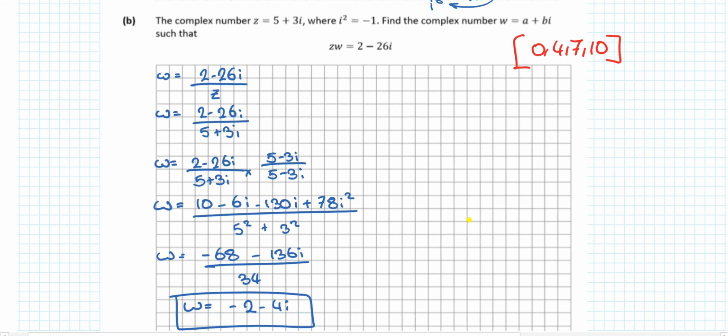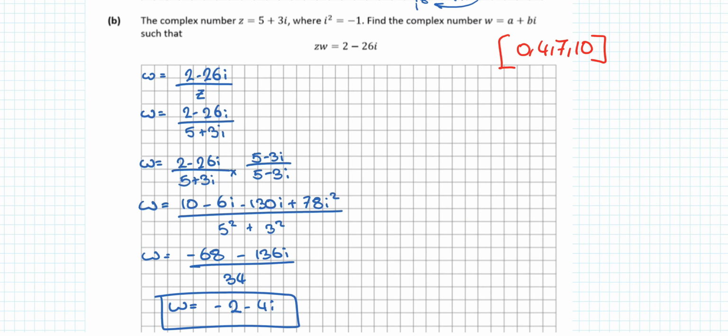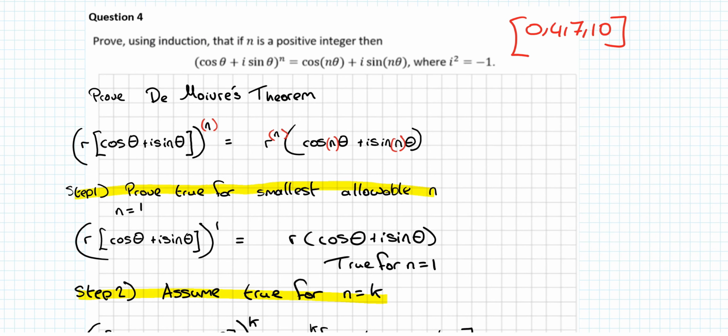Next question for 10 marks. We know complex number z is equal to 5 plus 3i. We want to find w. We know this is z multiplied by w, so you'd want to divide by z. If you've done either of those two things, you're looking at 4 marks. If you've then multiplied top and bottom by the conjugate at the bottom, you're looking at 7 marks. And then correct answer at the end, you're looking at 10 marks.